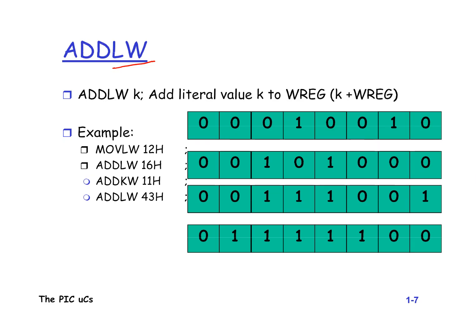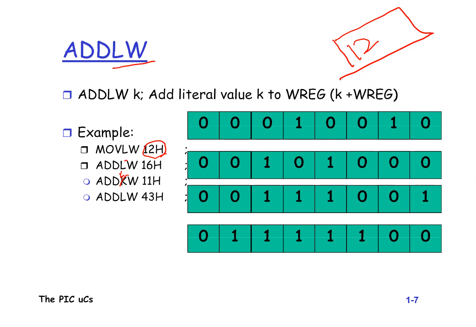So let's see some examples. Let's say this is the initial state of the working register. So in this case, the working register is empty. So what we are going to do is first we have to use the move command, move LW, and this instruction will move this literal value 12H to the working register WREG. And now we are going to perform the next instruction, add LW 16H.